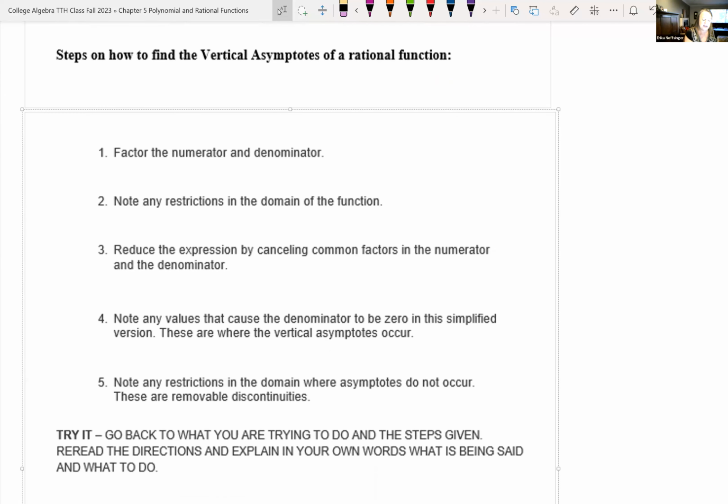We'll cancel any common factors in both the numerator and denominator. And if there's any values that cause the denominator to be 0 after we simplified the version above, then there is a vertical asymptote, and they occur at the values which set the denominator equal to 0. So part 5, note any restrictions in the domain where the asymptote does not occur. So these are removable discontinuities.